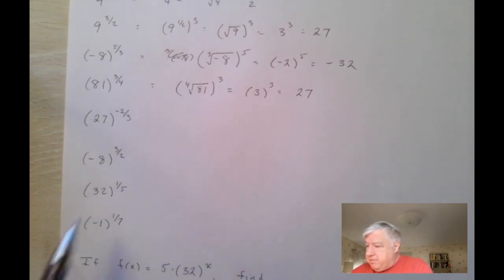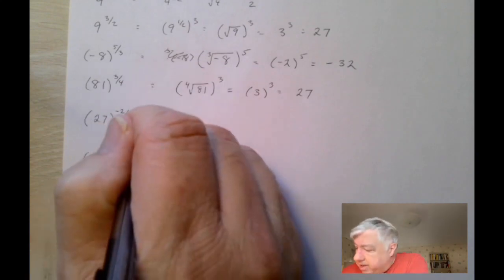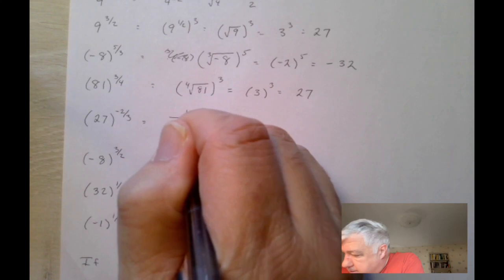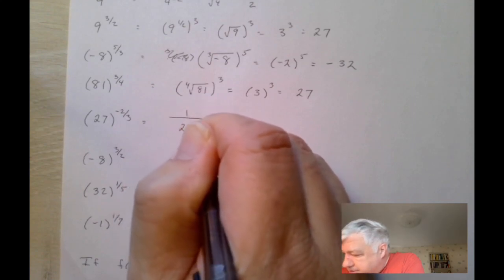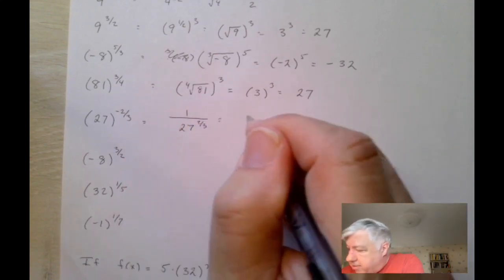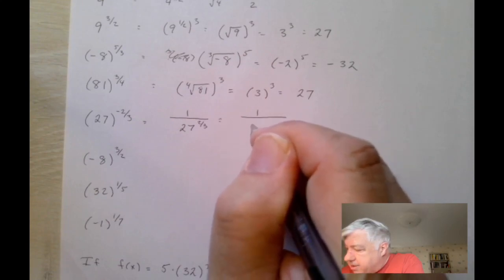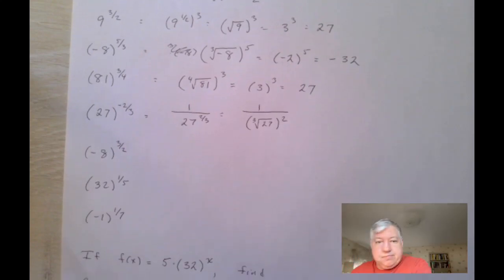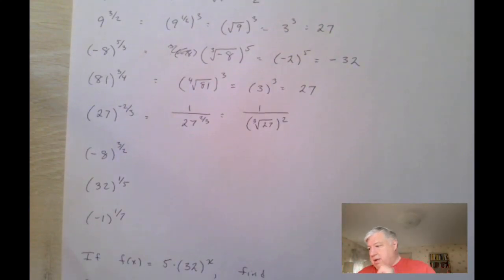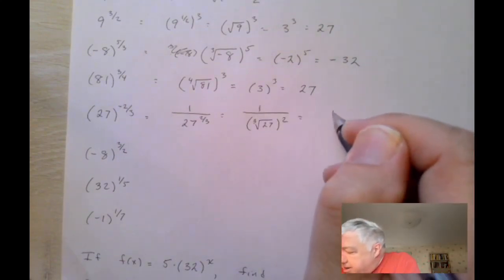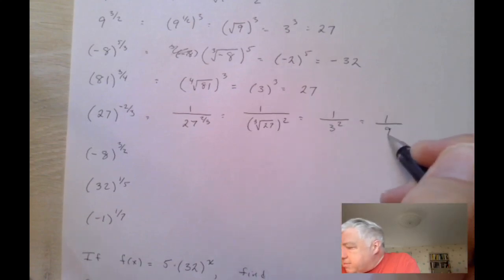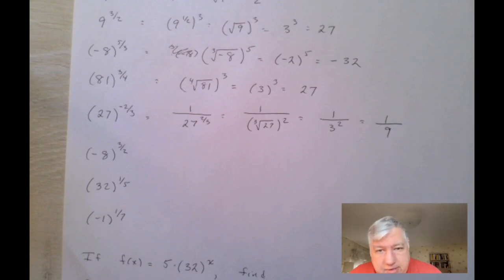Speaking of 27, what's 27 to the negative 2/3? We can first rewrite this as 1 over 27 to the 2/3. And then we can rewrite this as the cube root of 27 squared. The cube root of 27 is 3, and 3 squared is 9. So we get 1/9 as our answer.